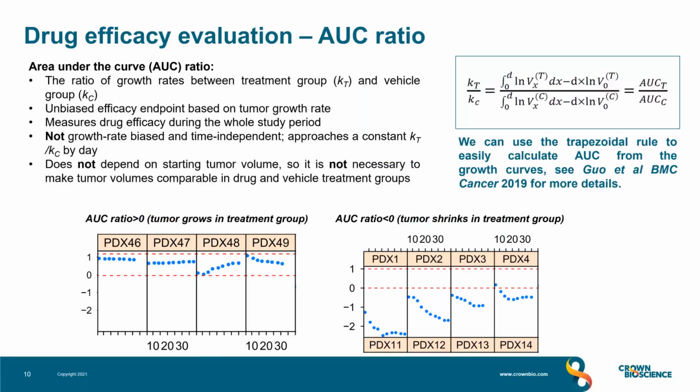To remedy this problem, we proposed an unbiased efficacy endpoint called AUC ratio. Not reading the details, basically this endpoint is a ratio of tumor growth rate between drug treatment group and vehicle control group. Hence, as time goes by, it actually approaches a stable constant, as shown in the two graphs here.